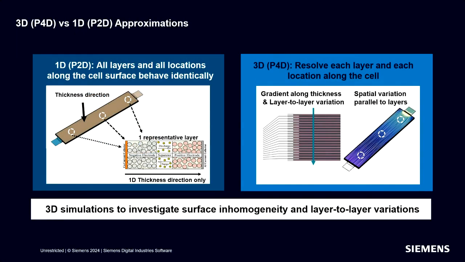Now, in the 1D approach, we considered that each cell layer and each location along the cell behaves identically. Hence, we are able to reduce the cell down to a one-dimensional system with only one electrode layer. With a high-fidelity 3D model, also called P4D, we can capture layer-to-layer variations as well as spatial variations along the plane of a given layer.